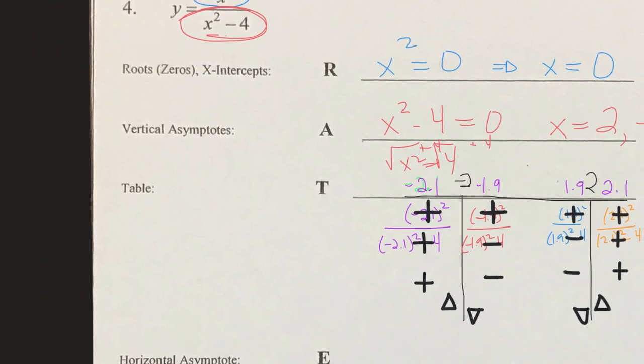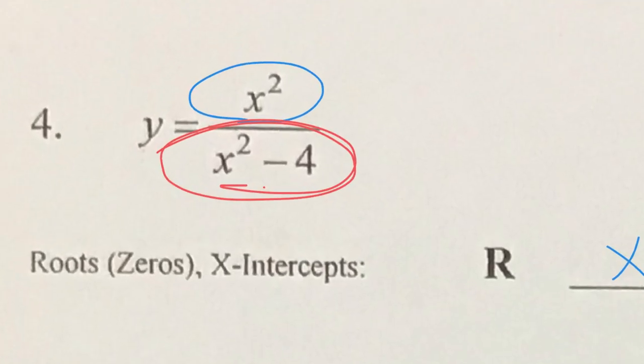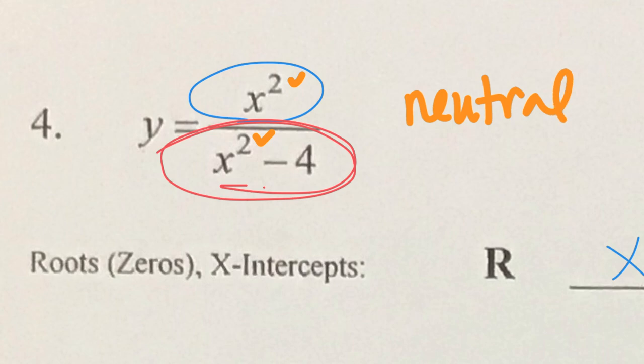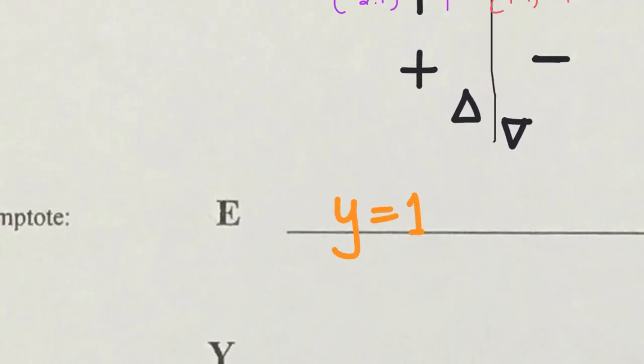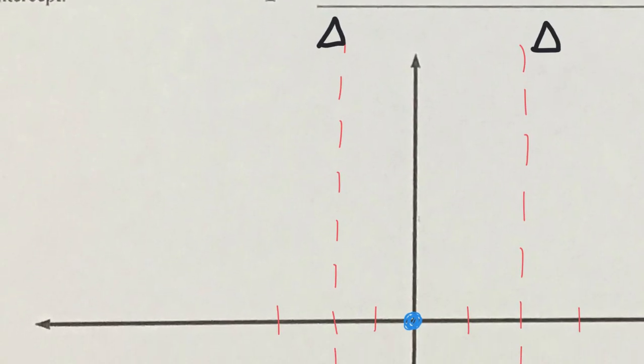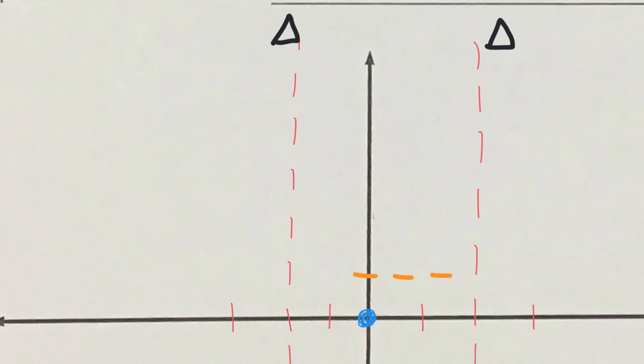Okay, E stands for horizontal asymptote, or end behavior. Okay, so we have x squared over x squared, which means we have a neutrally heavy graph. And when we have a neutrally heavy equation, we look at the coefficients to find the horizontal asymptote. Okay, 1 divided by 1 is 1. So we have a y equals 1 horizontal asymptote. So we plug that in here, right? We put a nice horizontally dashed line representing the y equals 1 horizontal line.